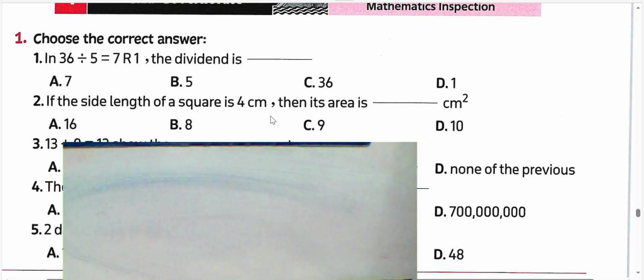The side length of a square is 4 centimeters, its area is 4 by 4 equals 16 square centimeters. We call it the area of the square. The area will be 16 square centimeters.